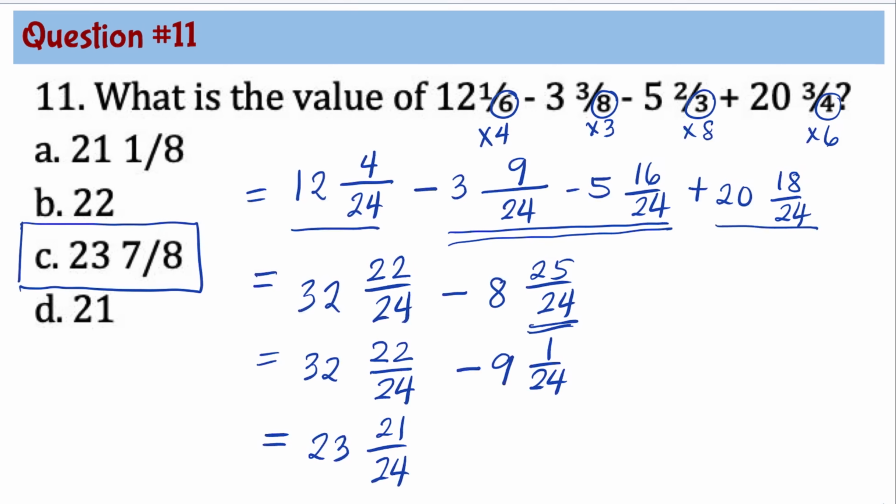Do you notice anything? Yeah, so we can simplify the fraction 21 over 24 by dividing this by 3, or you're reducing the fraction. So the answer is 23, and 21 over 3 is 7. 24 over 3 is 8. So the answer is 23 and 7/8. And that is correct. Our prediction based on the estimation is correct.